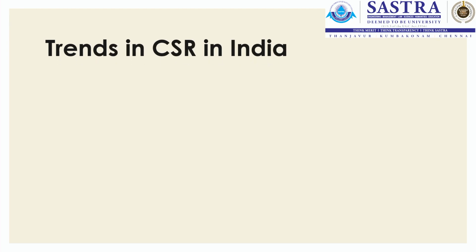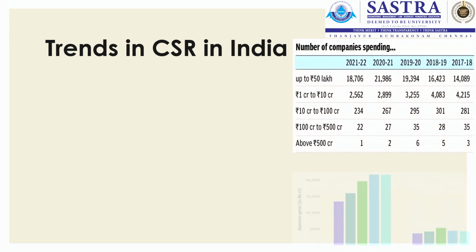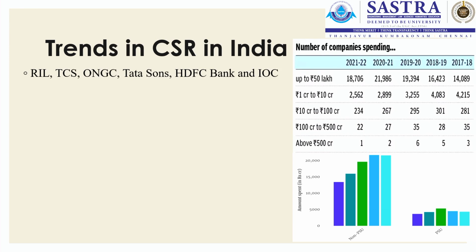Next, let's look at the trends in corporate social responsibility in India. This particular research work was done by Business Line, in an article analyzing the period from 2017-18 till 2021-22. Based on their analysis, we could find out that there were 6 business houses that spent more than 500 crores. If you look at the table, in 2019-20, 6 companies spent more than 500 crores on CSR activity: Reliance Industries Limited, Tata Consultancy Services, Oil and Natural Gas Corporation, Tata Sons, HDFC Bank, and the Indian Oil Corporation.